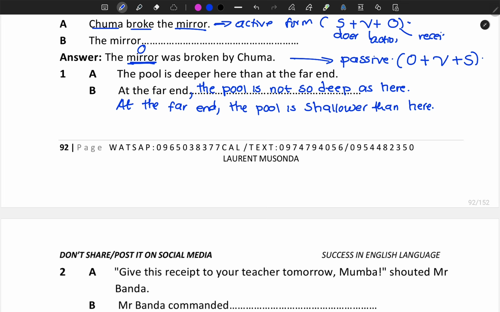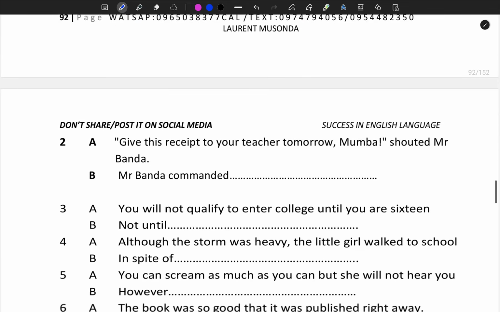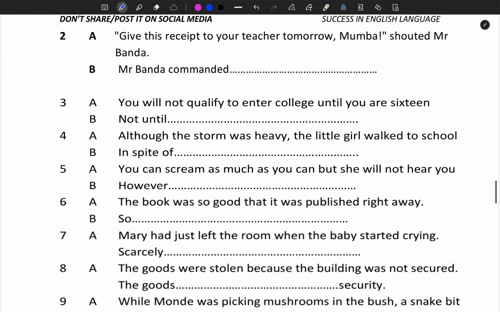Or if we want, we can say at the far end, comma, the pool is not as deep as it is here. Let's move on to question number 2. It's direct into reported. "Give this receipt to your teacher tomorrow, Mumba," shouted Mr. Banda. Mr. Banda commanded Mumba.